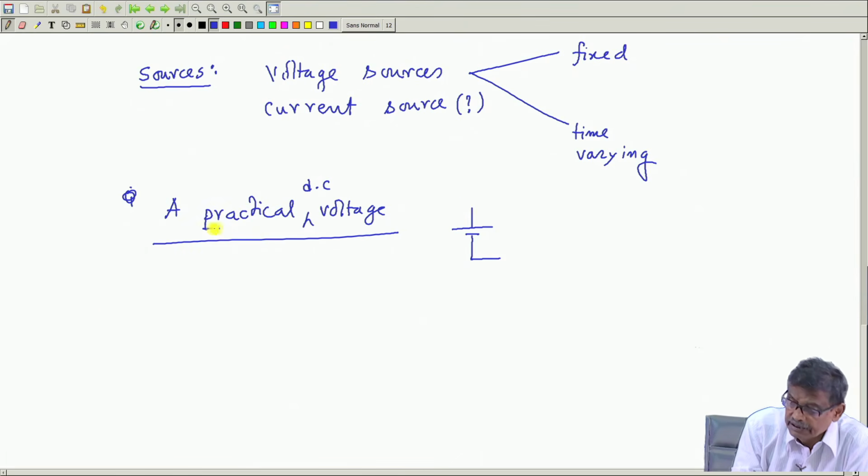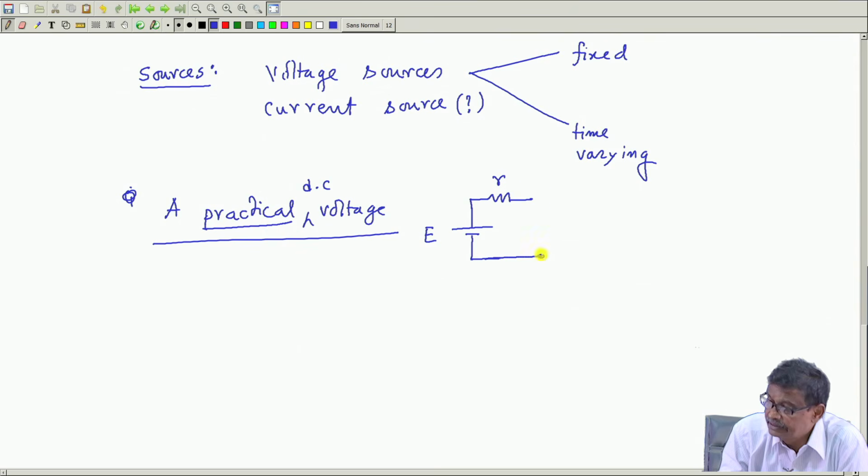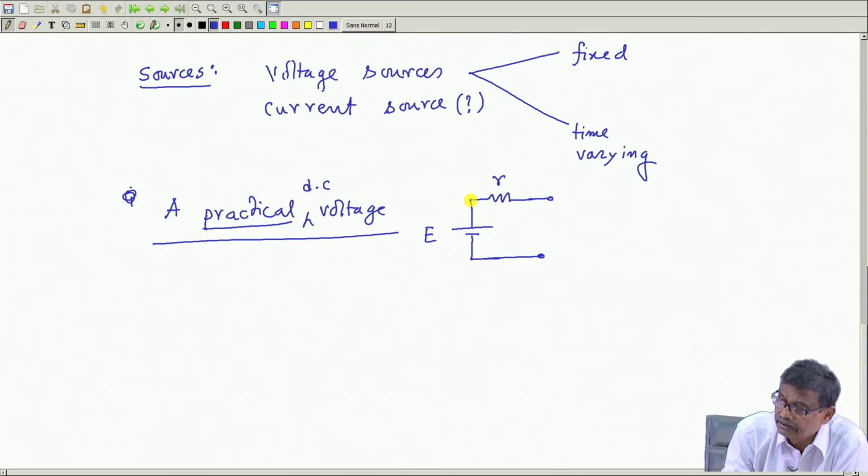A practical source means it will have some internal resistance R, and this is the EMF in the circuit, and these are the two terminals which are available. From the battery terminals you really do not have any access to this internal point. So, this is called the internal resistance of the source.